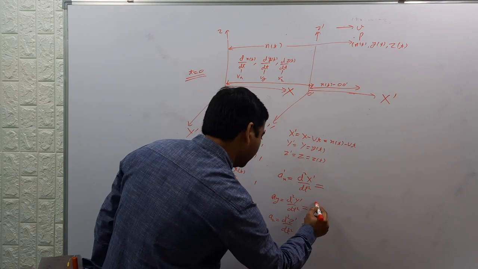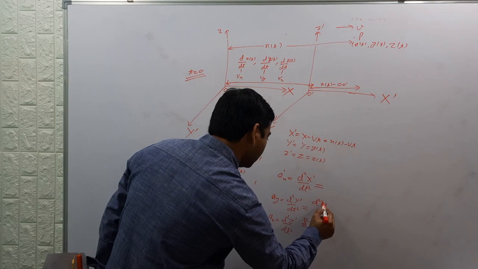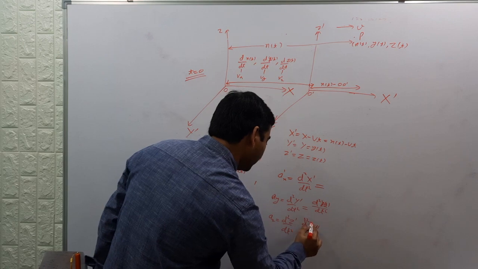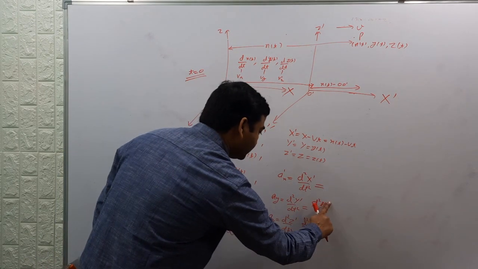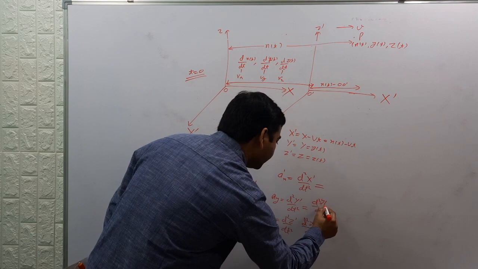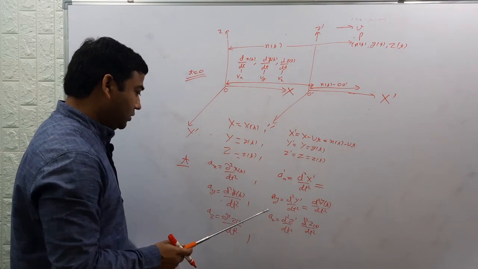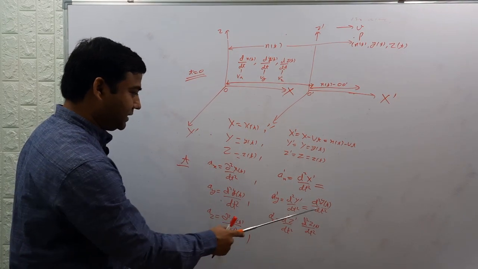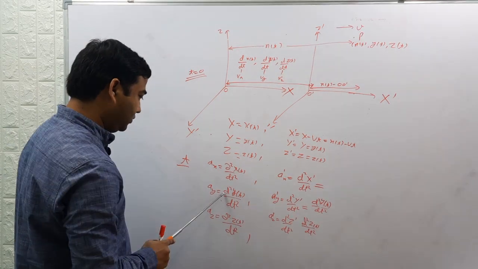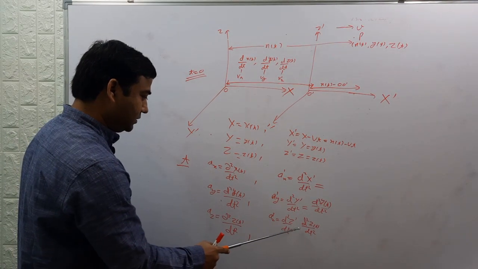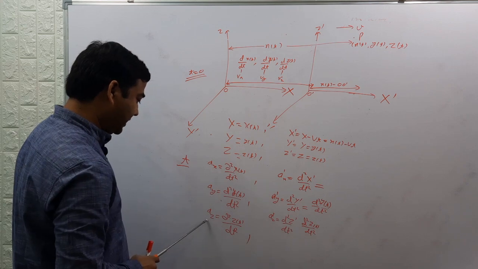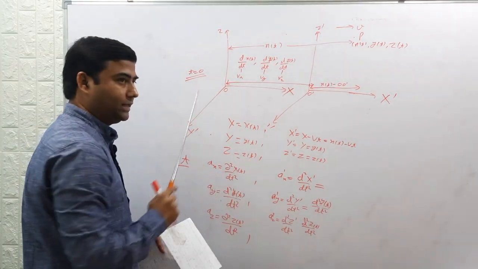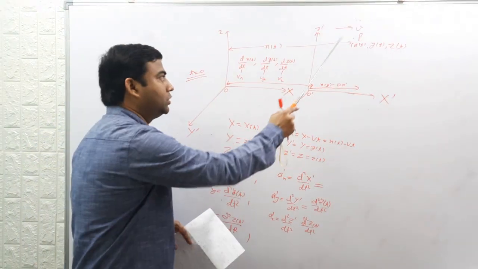Sorry, we have to write it here: d2y(t) by dt square, and this is d2z(t) by dt square. This is a dash y. This is a dash z. A dash y and ay are same: d2y(t) over dt square, d2y(t) over dt square. A dash z is d2z(t) over dt square, same as az. So acceleration in y and z direction for both frames are same for this point.